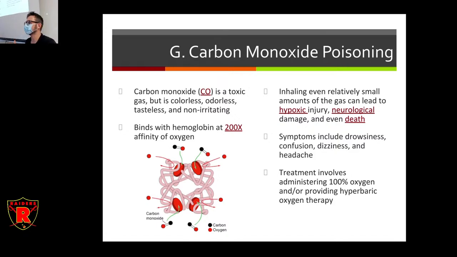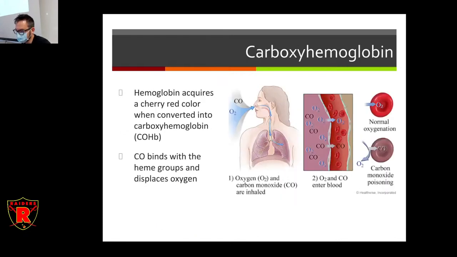Really, the only treatment for this is giving somebody pure oxygen. So you give them pure oxygen, sometimes they put people in a hyperbaric chamber to give them extra pressure of oxygen, and then over time, that carbon monoxide will release from your red blood cells and you'll start perfusing oxygen again. But it takes a while. It can be really dicey for people that are exposed to CO. Oh, and just mentioning this idea of carboxyhemoglobin. That is when carbon monoxide is bound to hemoglobin. It forms a very, very tight chemical bond.